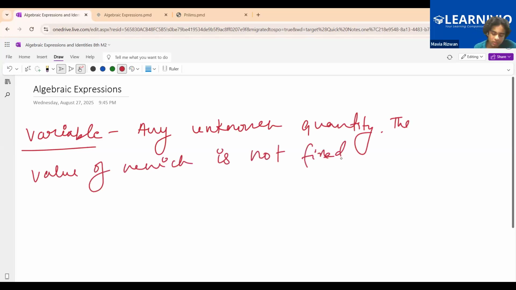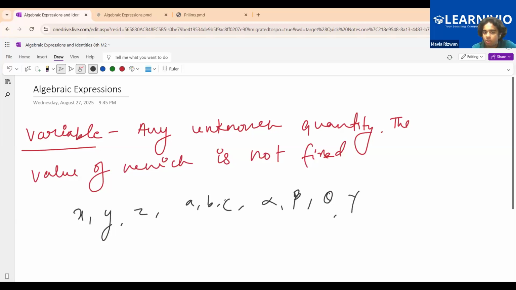Value is not fixed. That is known as a variable. Let me give you an example. All the alphabets you see, X, Y, Z, A, B, C. Even alpha, beta, theta, you see in class 10th, in physics and all. Theta, gamma, all these are known as variables. Why are they known as variables? Let me give you an example.